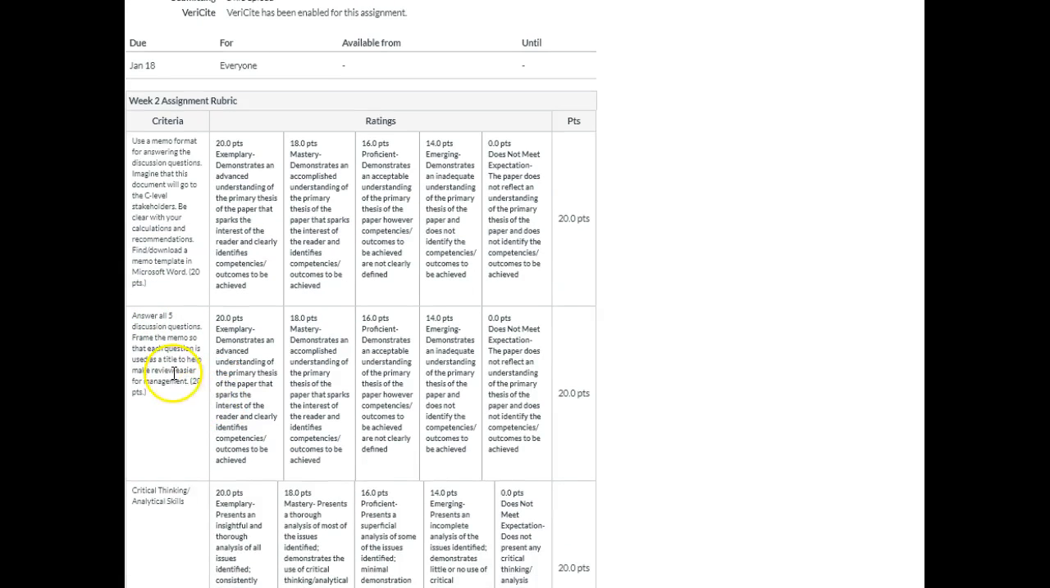Next, you are going to frame the memo so that each question is used as a title to help make review easier for management. So you're going to basically have headings. For each question, you're going to create a heading so that it makes it easier for management. Remember, this is going to the C-level stakeholders, so you want to make it easy for them to read the questions and know exactly where they need to go to get the information that they want.